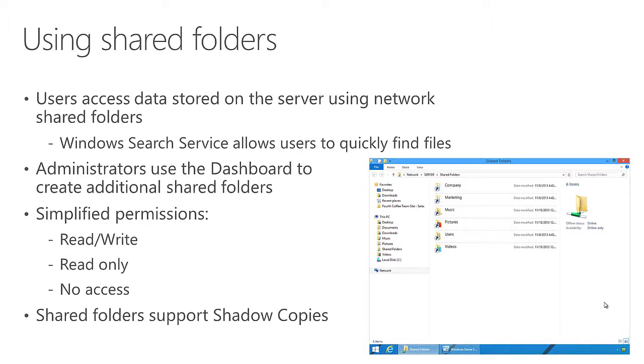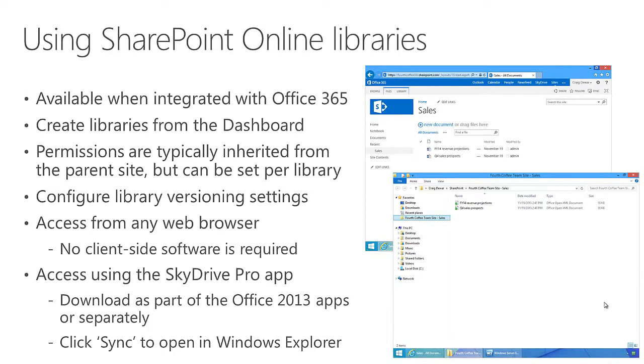So basically, the interaction from the end user's perspective is that they would just use the familiar Windows Explorer interface, and then they can see the different folders that are available on the Essentials server and interact with them just as if they were stored locally on that client PC. Now, something that's new that we have is integration with SharePoint Online libraries. So if you choose to integrate with Office 365, this is a new tool that you can use for collaboration. You can create libraries in the dashboard, and then once they're set up, the end users can go ahead and interact with those.